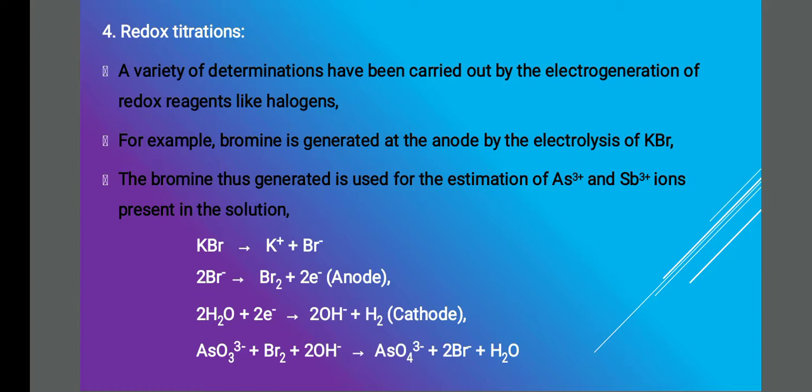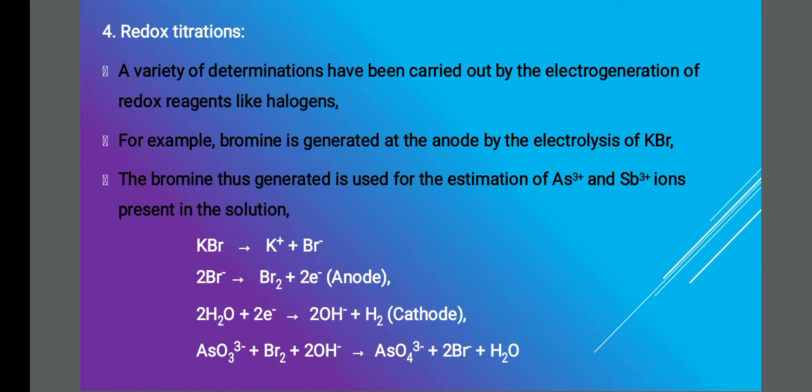How does the process happen? Potassium bromide first generates bromine. KBr gives you K+ plus Br-. From the KBr solution a lot of Br- is generated. So 2 Br- will give you Br2 bromine gas plus 2 electrons. This is at the anode. At the cathode, water reacts with the electrons, undergoes reduction, giving hydroxide ion plus H2 gas, which is liberated at the cathode.